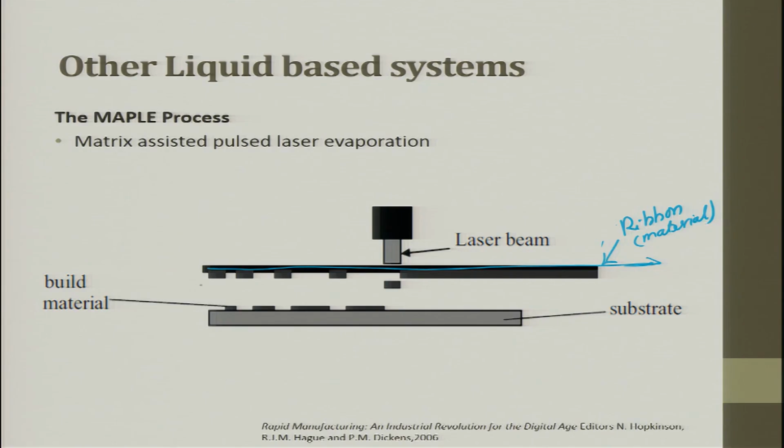Now you use a laser to write, and when the laser writes, this material gets deposited on top of a substrate. This is a very interesting process and people are working on it, but it has not come to the market in regular use. So, the analogy is like a typewriter.